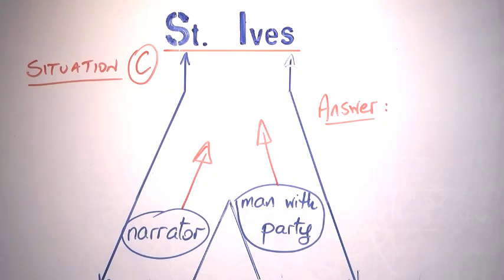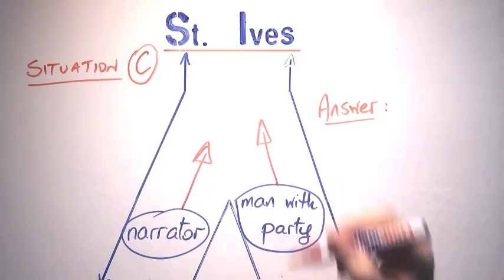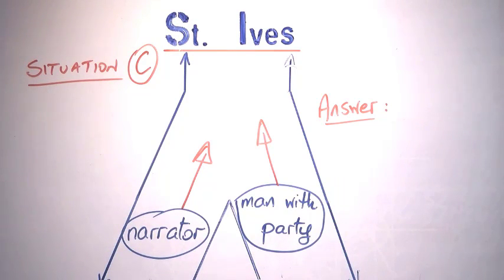We could also have a situation where the man and his party, because of its size, were going along the road quite slowly, and the narrator, going along the same road, caught up to them on the way to St Ives. In this situation, the answer is not 1, but we have to count the narrator and the party. And if we go back to the worksheet, I'll show you how to do this.